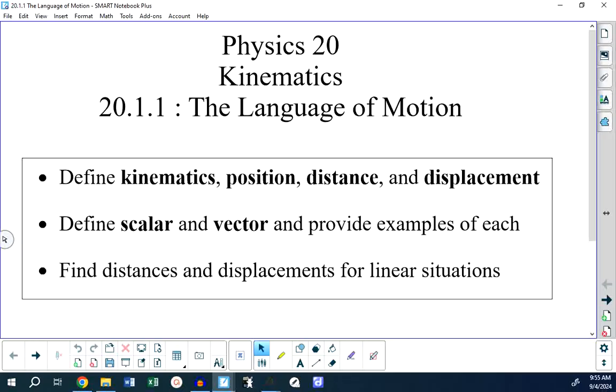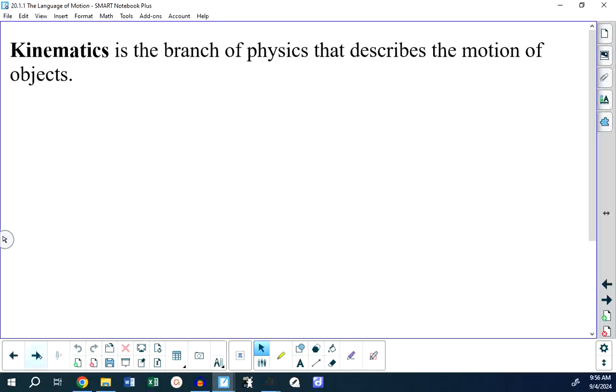Position, distance, and displacement. One other comment here before we get into this. You learn many of these things in Science 10, but the level with which you're expected to apply them and understand their meanings in Physics 20 is a lot higher. Okay? Define scalar and vector and provide examples of each, and then we're going to be doing some very basic calculations today. How many of you recognize all 6 of those bold words? Okay, you should, because you learned about them. And again, we're going to learn in more detail what they mean.